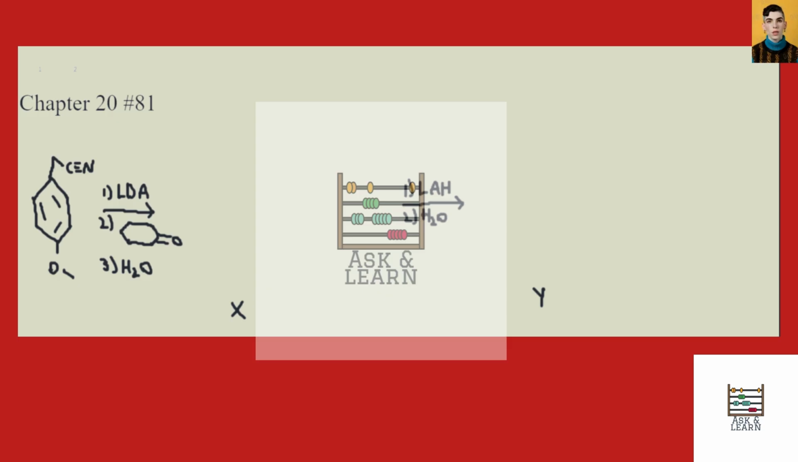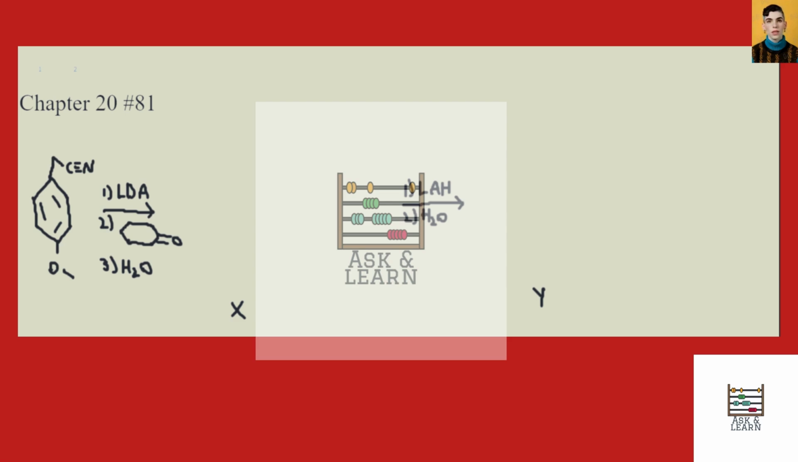To Chapter 20, Problem number 81 from the Smith Organic Chemistry textbook. This problem asks us to identify X and Y, which are two intermediates in a synthesis of Effexor. And then we're asked to write a mechanism for the formation of X from W, which is the starting material.